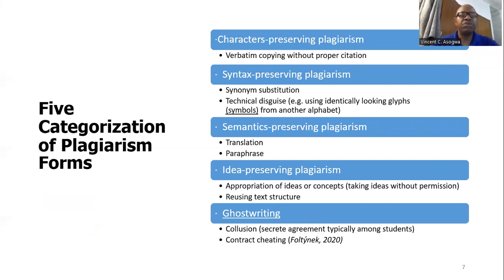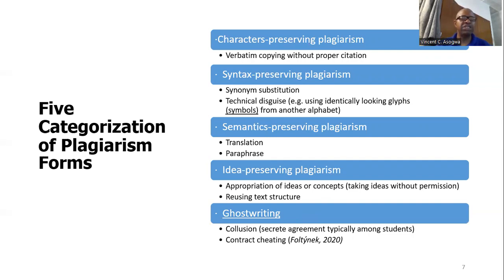These forms of plagiarism have been categorized. And here we have 5 categorizations of plagiarism forms. The first one is character preserving plagiarism, and an example of it is verbatim copying without proper citation. You copy verbatim, you do not cite properly.